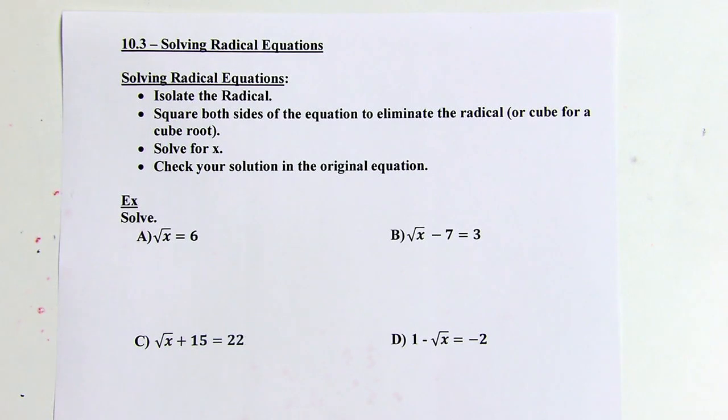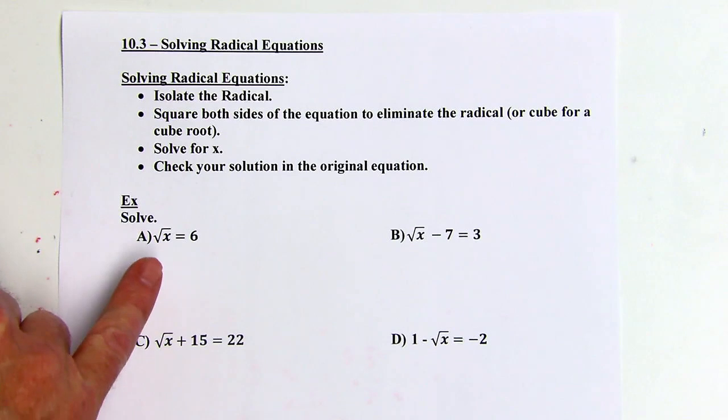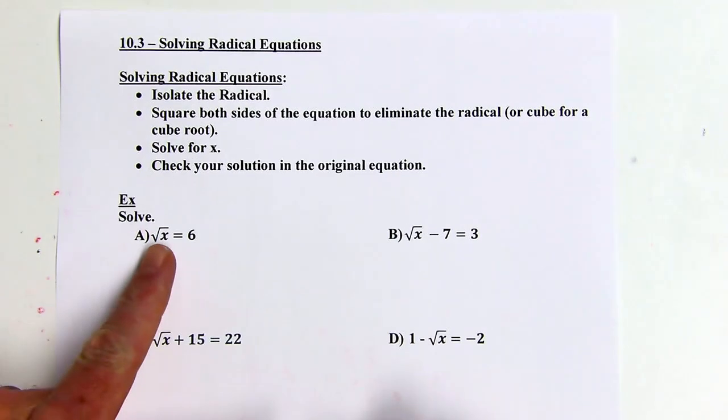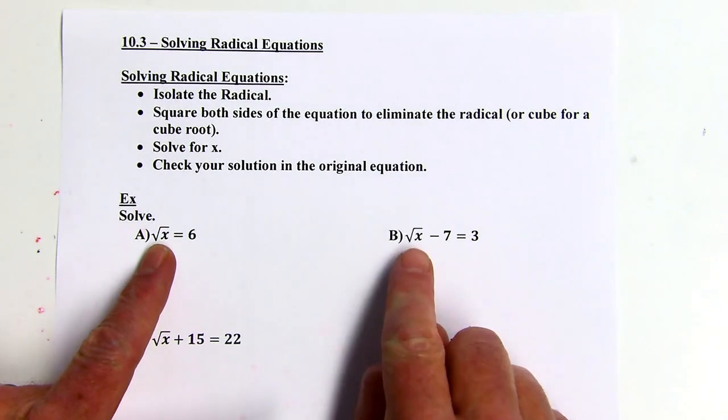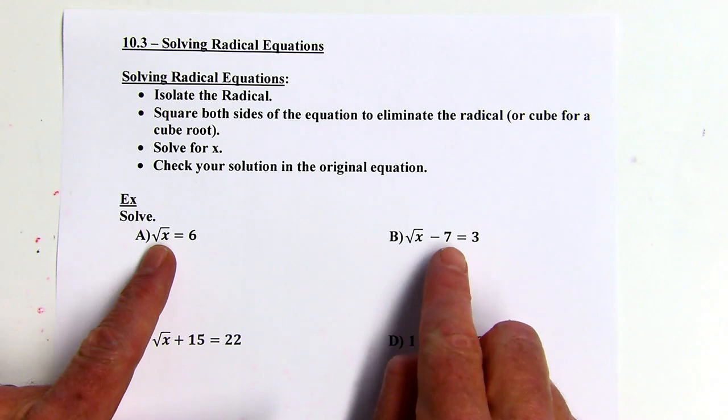10.3, solving radical equations. Okay, so I've got some suggestions here for ways to handle solving radical equations. The first thing you'd want to do is isolate the radical. You see on A here, the square root is already isolated. On B, it's not. So the first thing I'd want to do is add 7 to both sides.